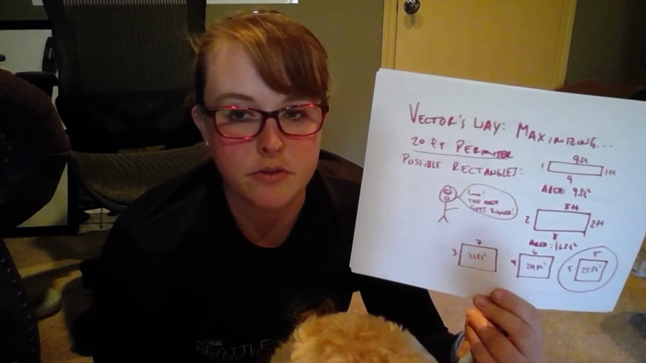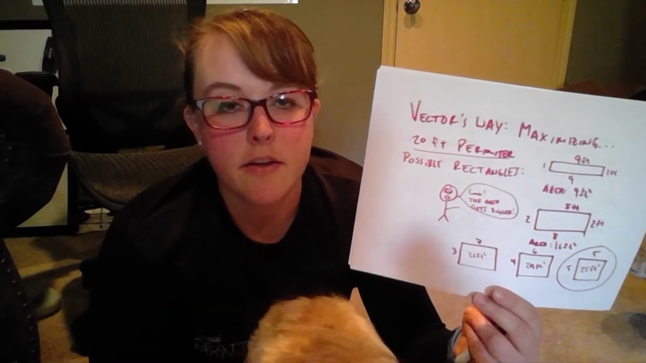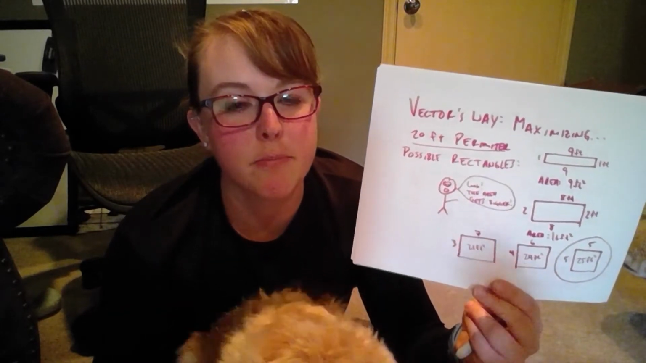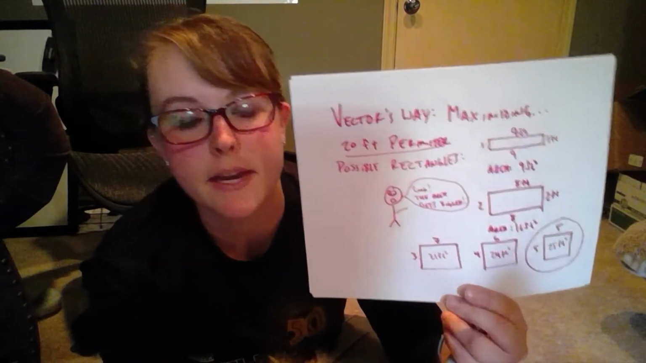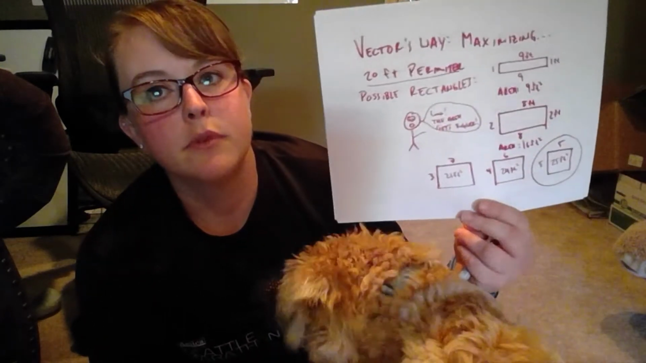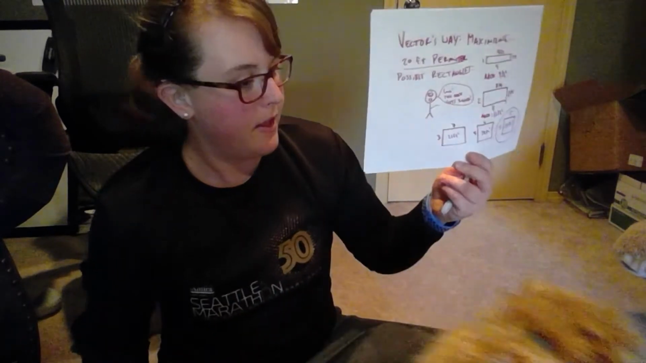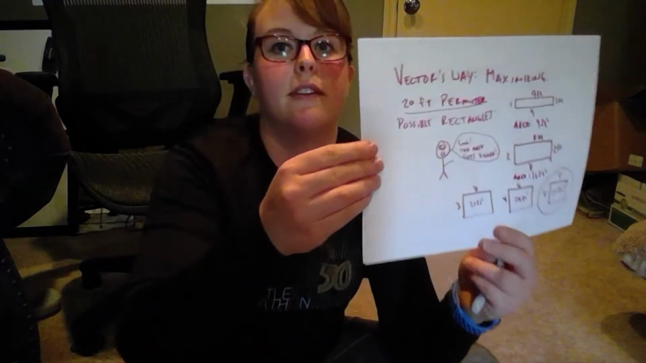6 and 4 gives you 24 square feet. And then lastly, he goes, oh man, this has got to be it. 5 times 5 is 25. That's probably the biggest rectangle I can make. We'll look at the math behind it later, but that's Vector's conjecture.